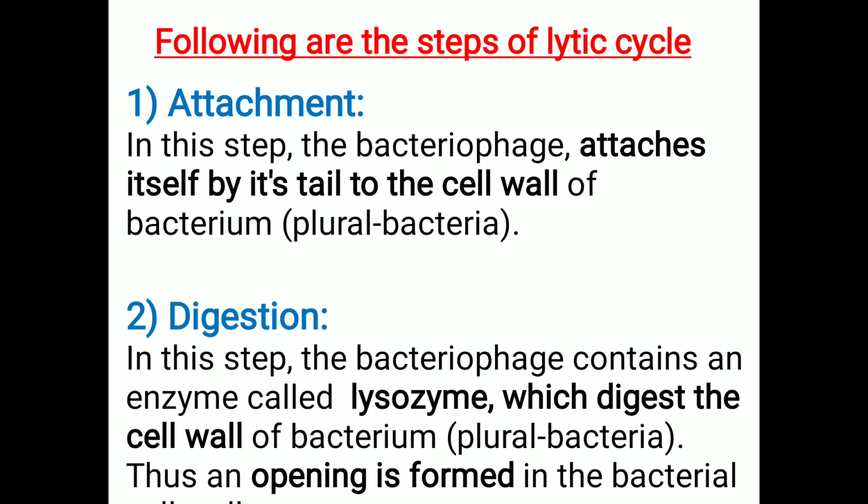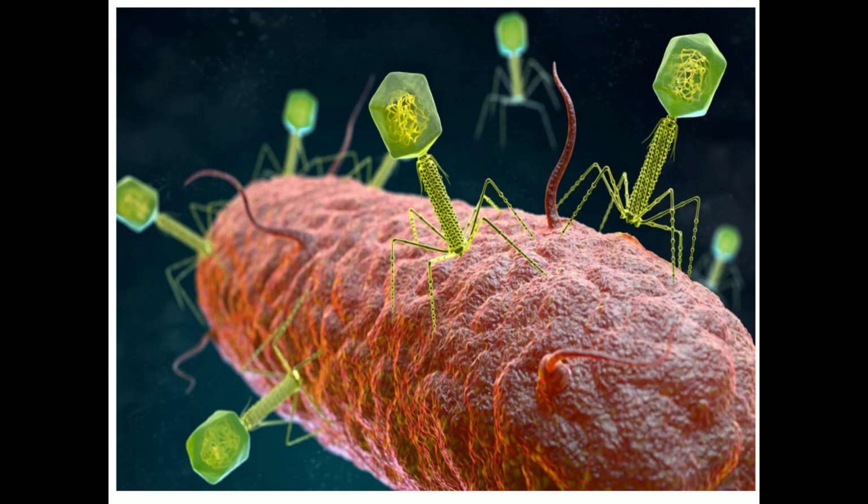The first step in the lytic cycle is the attachment. In this step, the bacteriophage, that is the virus, attaches itself with the help of its tail to the cell wall of the bacterium. So as we know, this is the cell wall of the bacterium, and on that cell wall the virus gets attached with the help of the tail fiber.